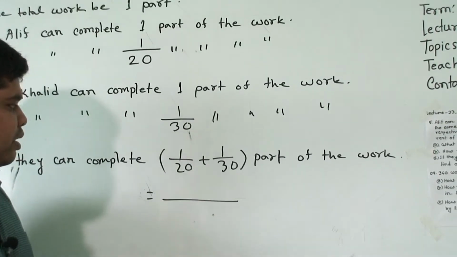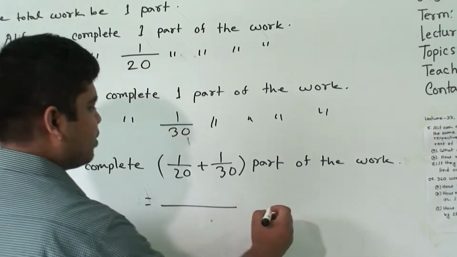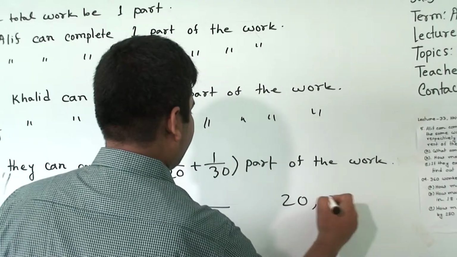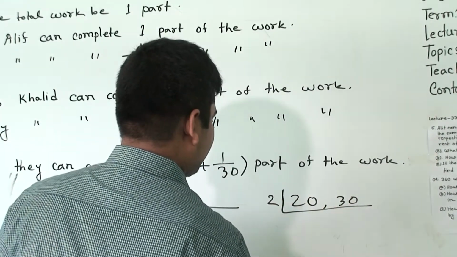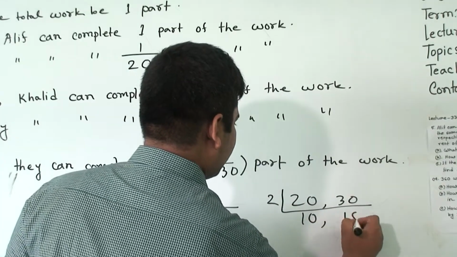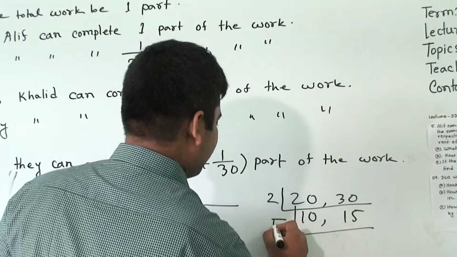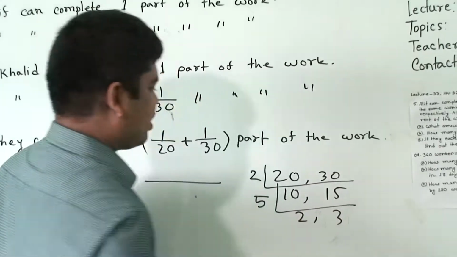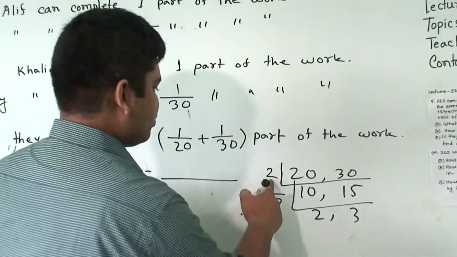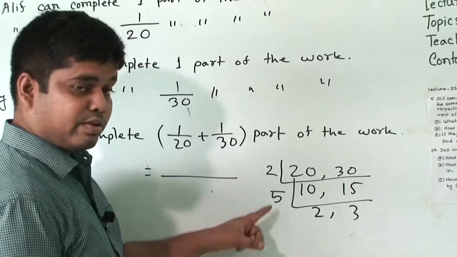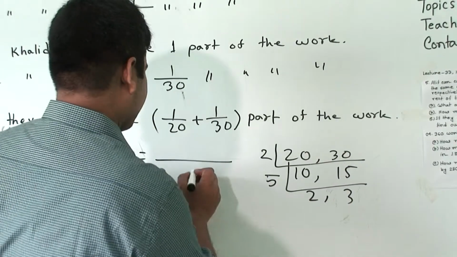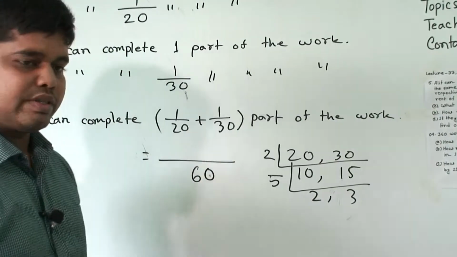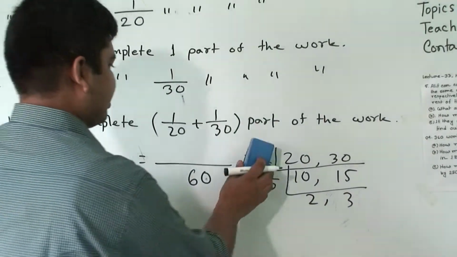What is the LCM of 20 and 30? Notice how we can find it. If we divide both numbers by 2, then we get 10 and 15. After that we divide these numbers by 5. Okay, now we multiply these numbers: 2 multiply 5 and it will be 10. 10 2s are 20, 20 3s are 60. So 60 is the LCM of 20 and 30.